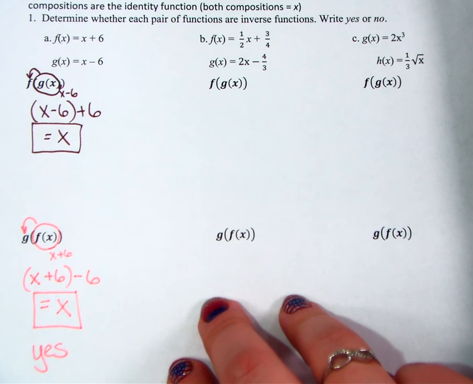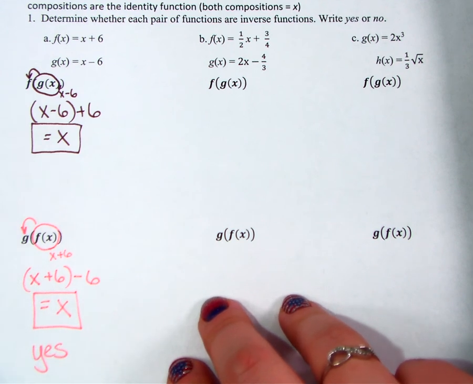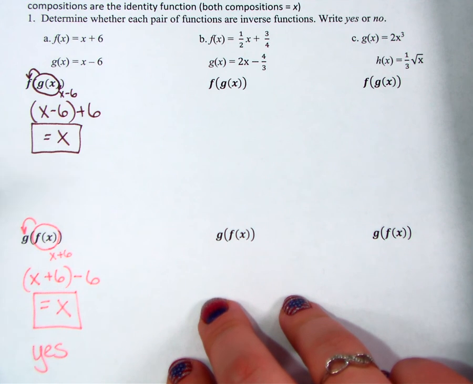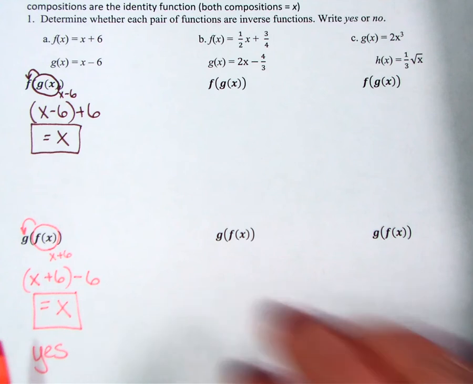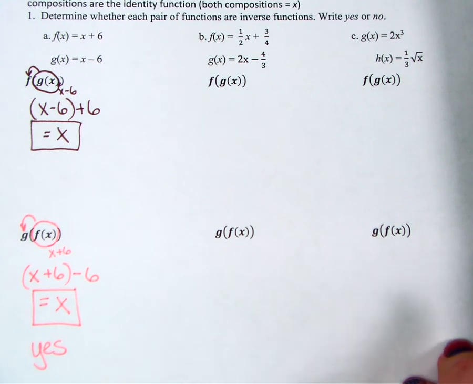If you get anything else at any time during either one of those compositions besides x for an answer, they're not inverses of each other. In fact, as soon as you complete one of the compositions, if your answer isn't x, you can stop right there and say, no, they're not inverses. Let's take a look at the next one.